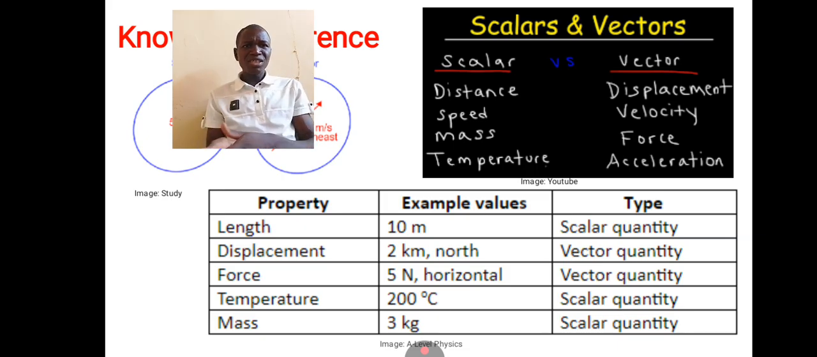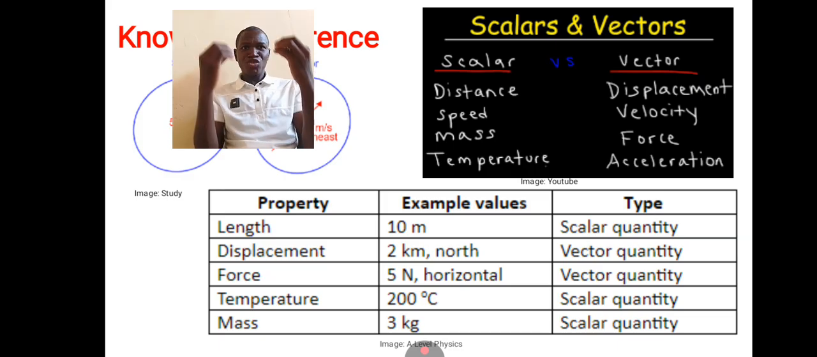We have property, we have example values, and then we have type. So look, we have length, 10 meters, which is a scalar quantity. We have displacement, 2 kilometers north, in a specified direction. That's a vector quantity. We have force, 5 Newton horizontal. Do you see it? Temperature, 200 degrees Celsius. Mass. Do you see? So just try and know as many more as possible so that once they ask, you will be able to give them back to back.